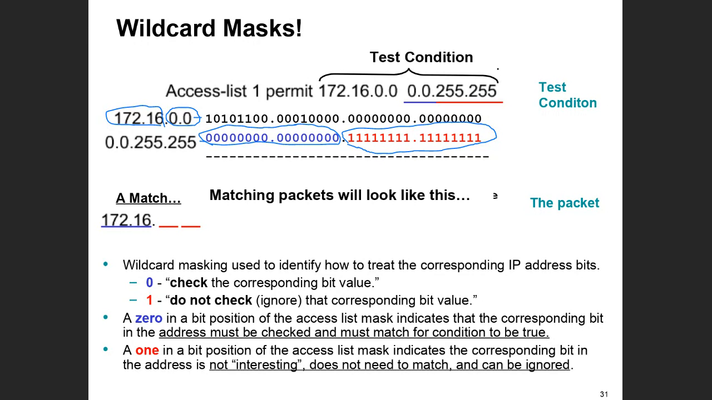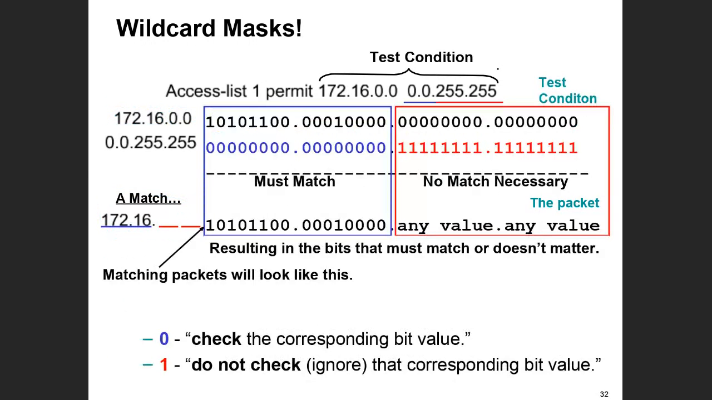So matching packets are going to look at 172.16. Anything, any value. So 0 means check the value. 1 means I don't care, don't check it. So matching packets will always be 172.16. This is the binary pattern for 172.16. It must match exactly. The last 16 bits, the last 2 octets, can be any value whatsoever. Doesn't matter, it will match. It won't check it.